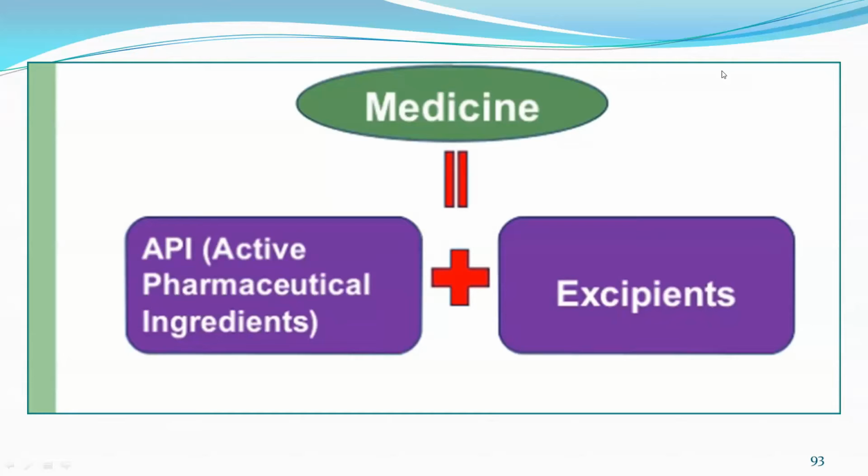In a tablet like Crocin or any other tablet, there may be 500 milligram of the active principle, aspirin, but the excipients are the inert substances which bind the drug and also make the bulk and ease of administration. That's known as excipients.